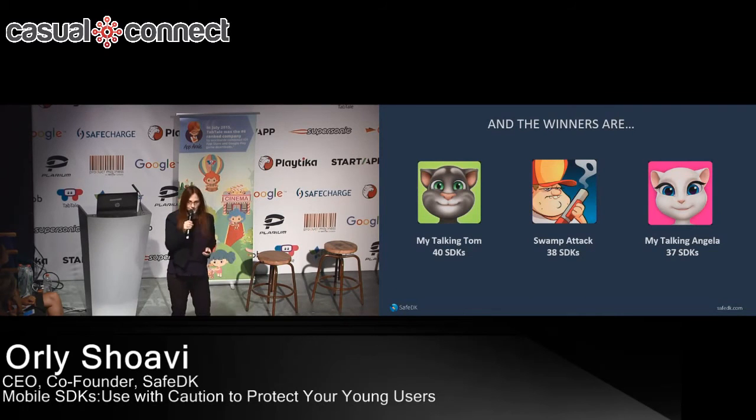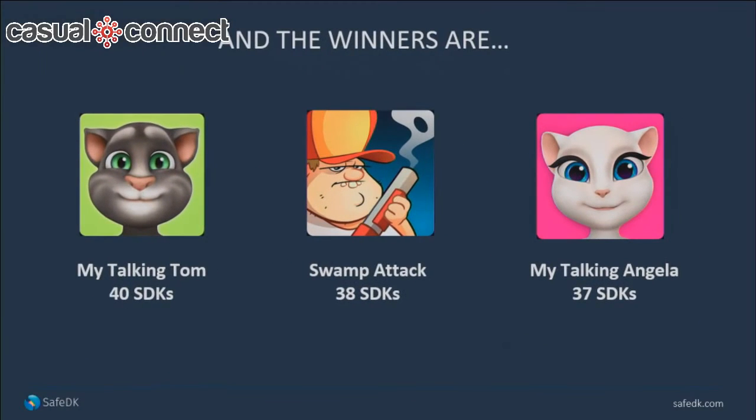The winners of the highest number of SDKs in an application are actually 3 kids apps. The first one is My Talking Tom with 40 SDKs. The second one is Swamp Attack with 38 SDKs. And the third one is My Talking Angela, 37 SDKs. That's incredible. I don't know how they control their app with so many SDKs in it.